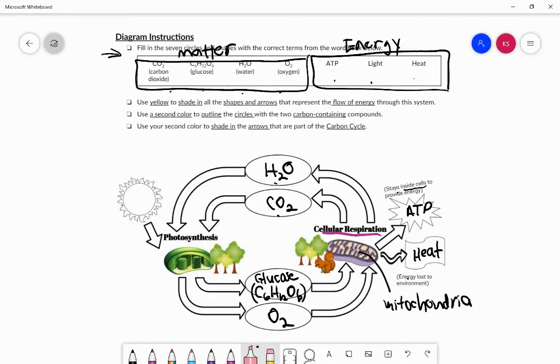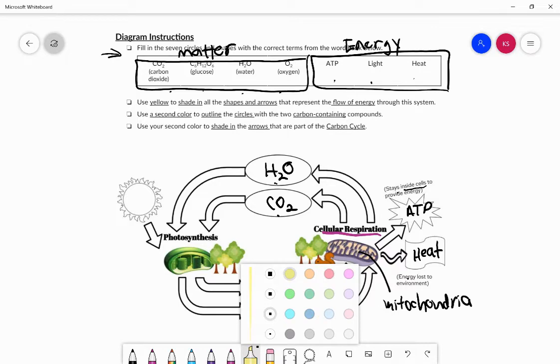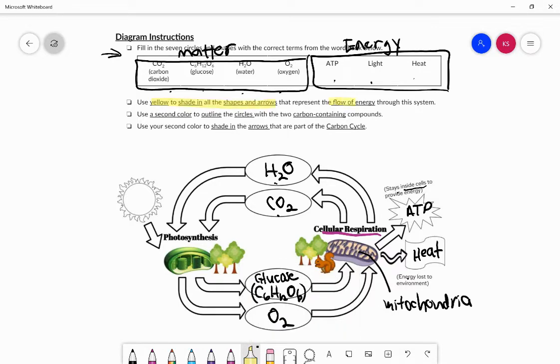Next, we're going to use yellow to shade in all of the shapes and arrows that represent the flow of energy. Because the thing with energy is that energy can be transformed, but as energy moves through a system, it ultimately all gets lost as heat, and heat is like this unusable form of energy. And so we won't see energy being recycled in the system. So obviously, first of all, ATP is a form of energy in this system, so we'll color that. Heat is a form of energy, so we'll color that, and I'll color the arrows for that. So when cellular respiration happens, cellular respiration is exothermic, and so it's releasing these 2 forms of energy.